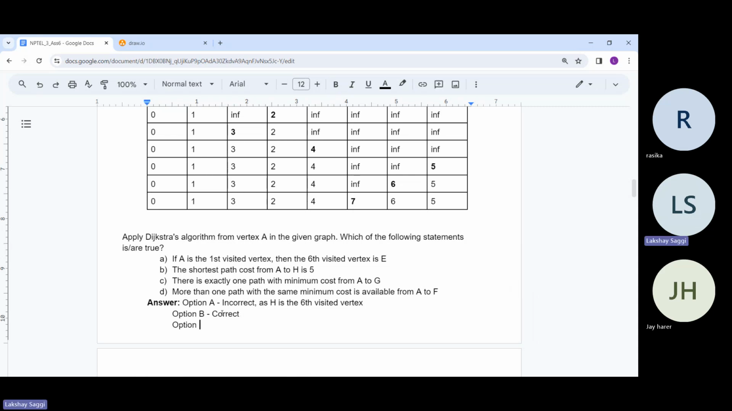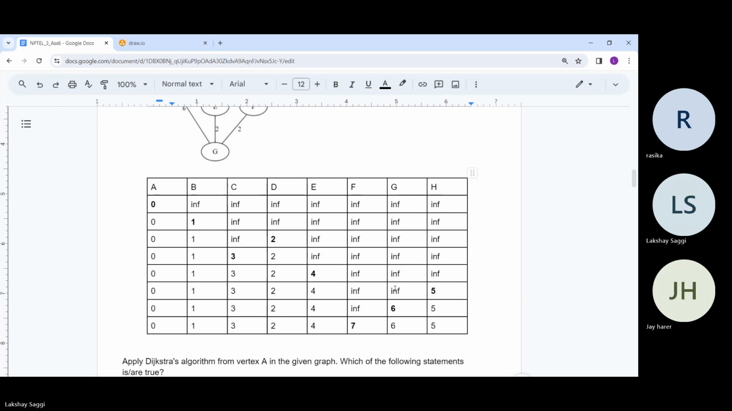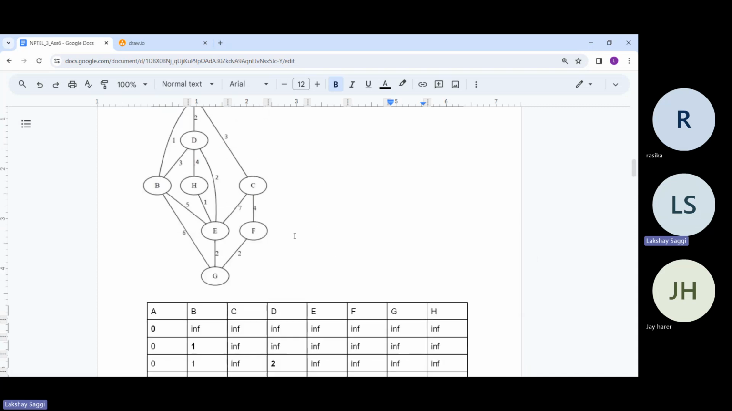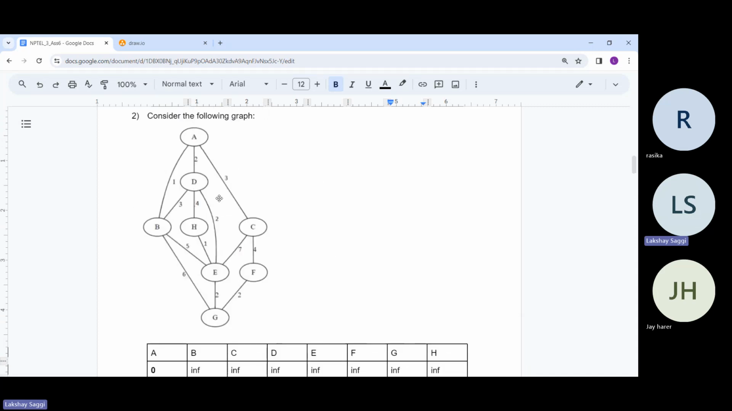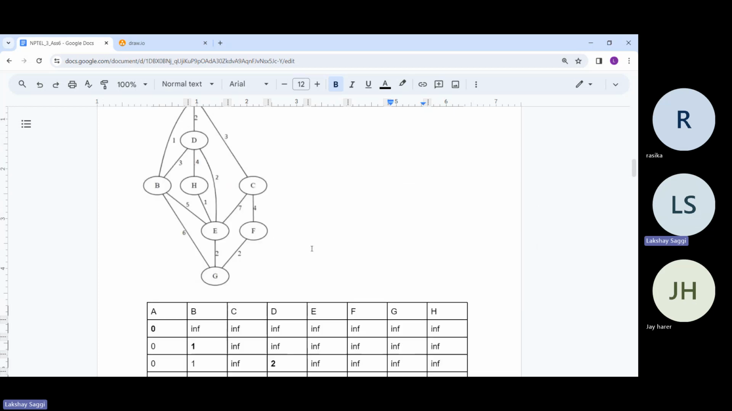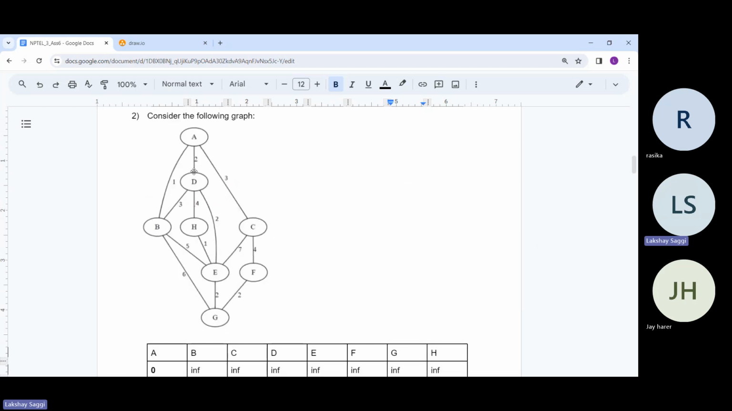And option C says there is exactly one path with minimum cost from A to G. So here, while doing everything, we did not encounter any case where there were multiple paths of the same cost present in a vertex, right? For example, the minimum cost path from A to G is of length 6, and the only path which has length 6 looks something like this: A to D, then D to E, then E to G. So this is the only path of length 6, and you can actually verify this also.